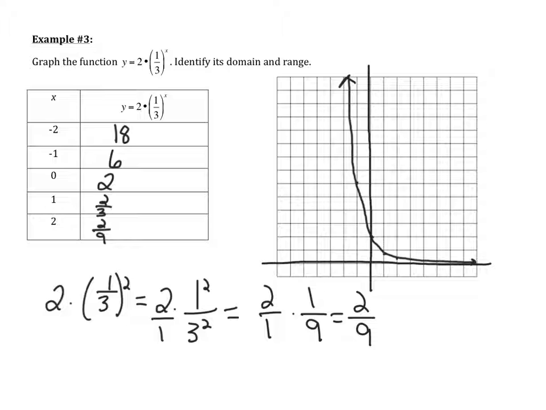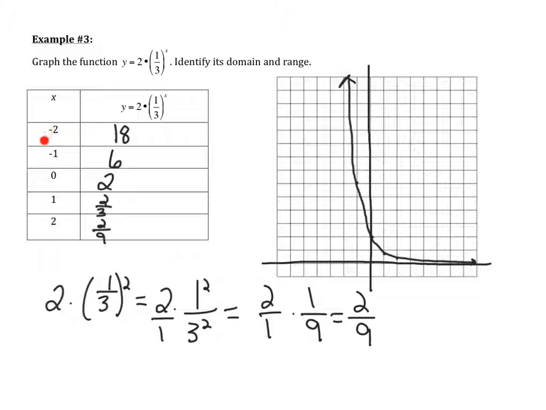So remember, this is just a reflection of our exponential growth. Exponential growth starts here and goes up this way. Exponential decay starts big and gets small. You can actually see it is decaying. It's getting smaller and smaller as I get bigger and bigger x values, which is why it's called decay. And don't forget, it asks you to identify the domain and the range.